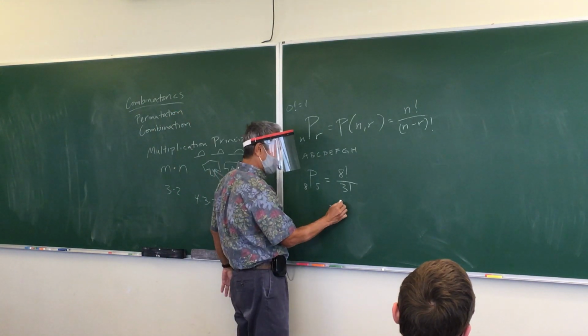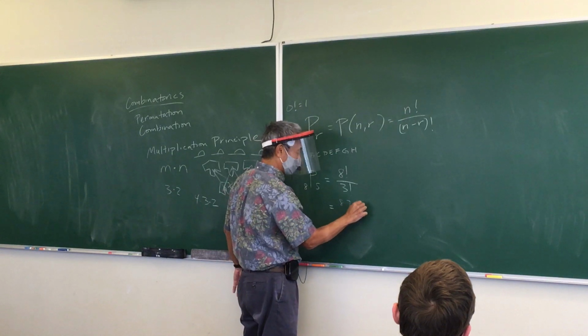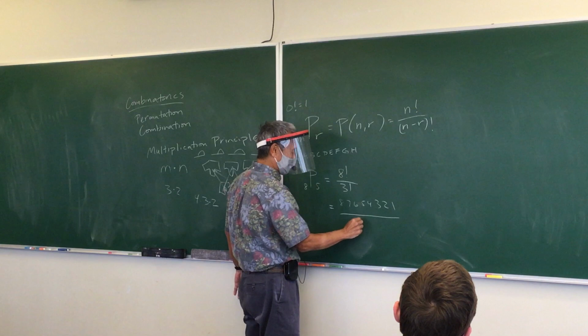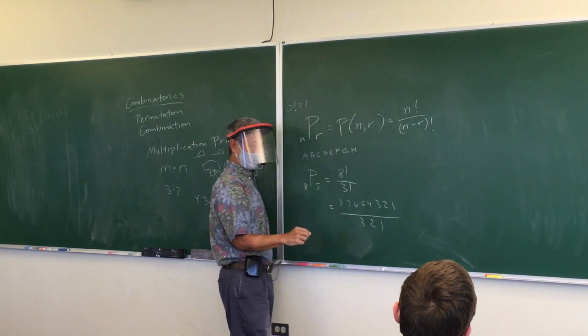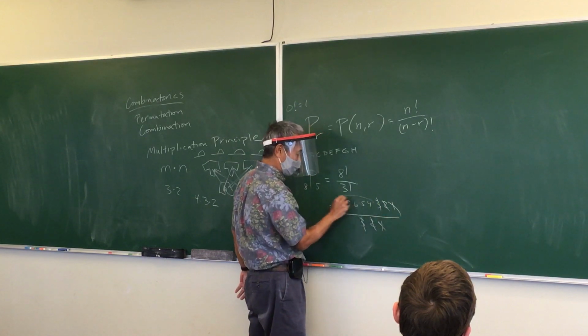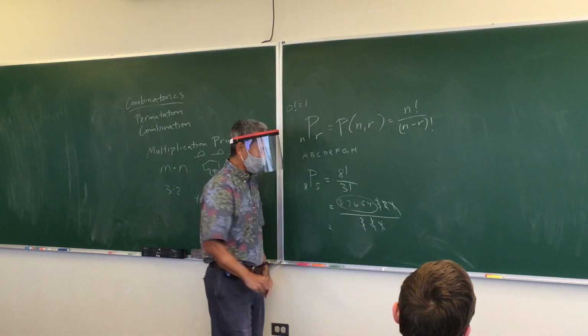Okay, what does 8 factorial mean? 8 times 7 times 6 times 5 times 4 times 3 times 2 times 1. What is 3 factorial? 3 times 2 times 1. Let the canceling begin. So all you have left is that. And then can you guys multiply that number?